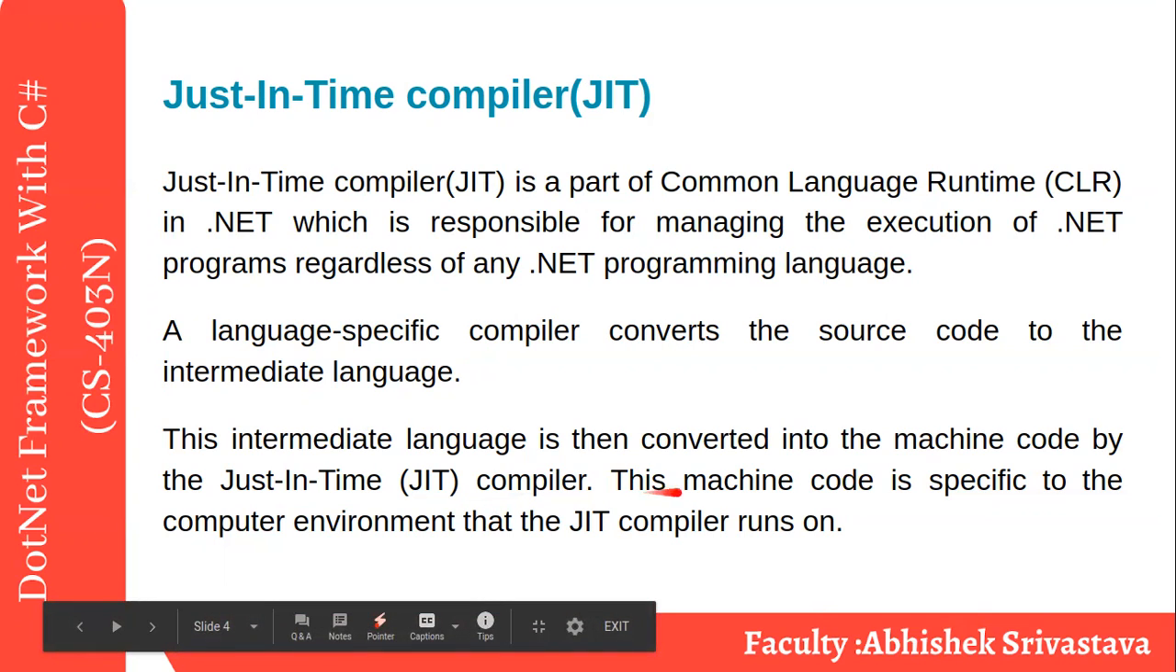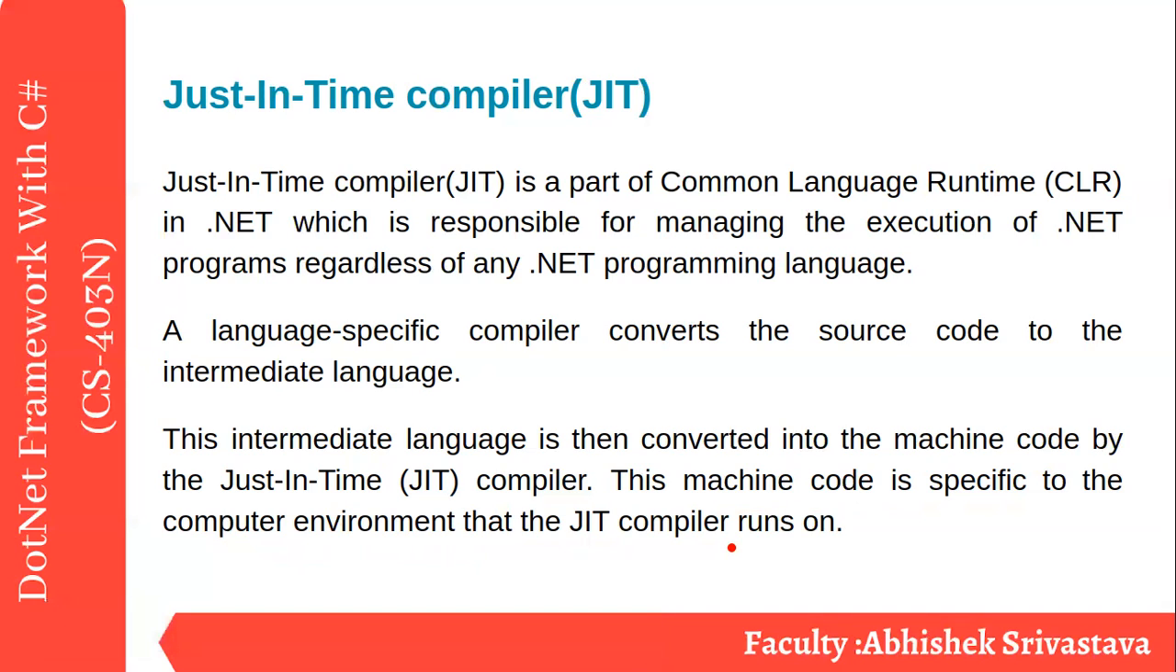So when you have IL, you convert this code into native code, which is done by the JIT compiler. This machine code is specific to the computer environment that the JIT compiler runs on. Always keep in mind, if you want to produce native code, you will use a JIT compiler. The JIT compiler always takes input from MSIL, the intermediate code, and the normal program is converted by the native compiler to MSIL. So that is the flow. Keep it in mind and take a picture in your mind.